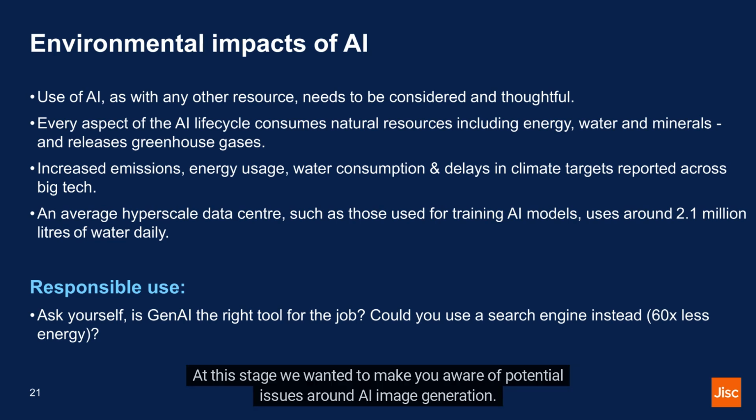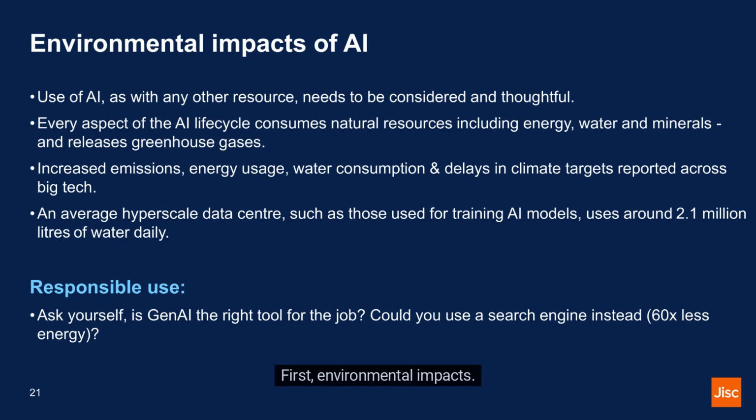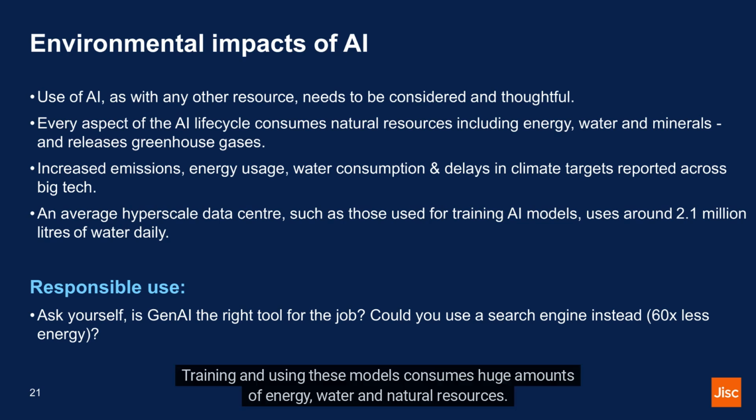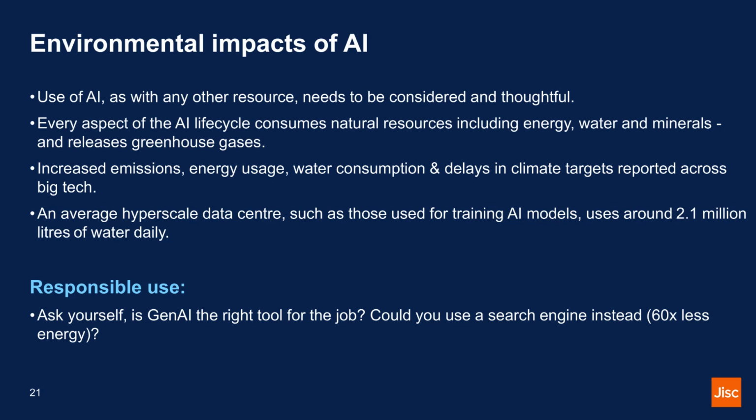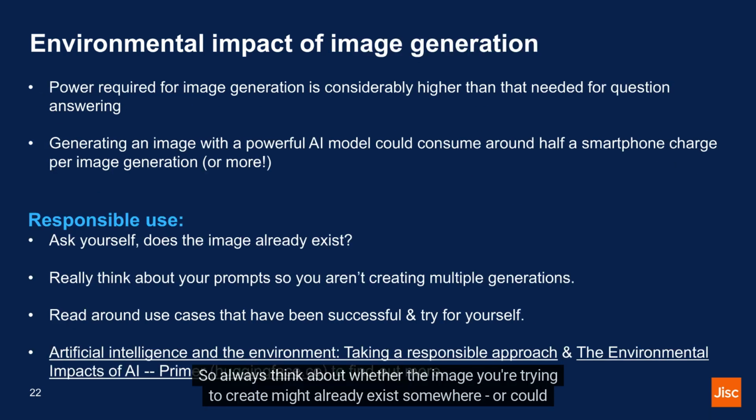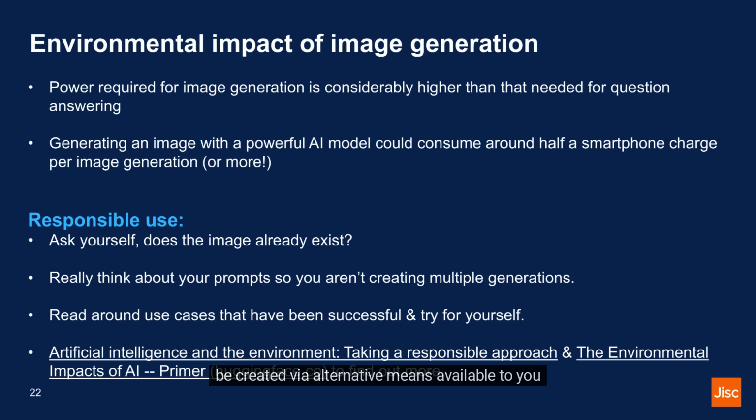At this stage, we wanted to make you aware of potential issues around AI image generation. First, environmental impacts. The use of AI invariably leaves its mark on the planet. Training and using these models consumes huge amounts of energy, water, and natural resources. And did you know that generating an image can require 60 times more energy than finding a similar image through a search engine? So always think about whether the image you're trying to create might already exist somewhere, or could be created via alternative means available to you.